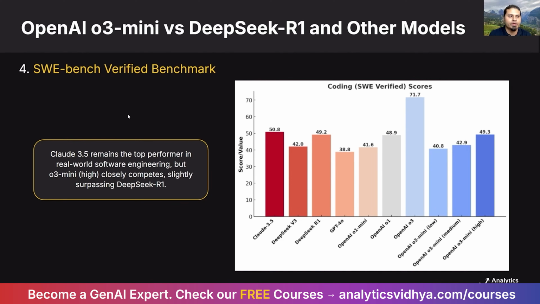In terms of the software engineering benchmark, Claude 3.5 remains the top performer here in real-world software engineering tasks, but o3-mini high closely competes with it. As you can see, it's very, very close. And this slightly surpasses DeepSeek R1. So I would say they are on pretty much the same level: o3-mini high, DeepSeek R1, and Claude 3.5 in software engineering tasks based on the benchmark.